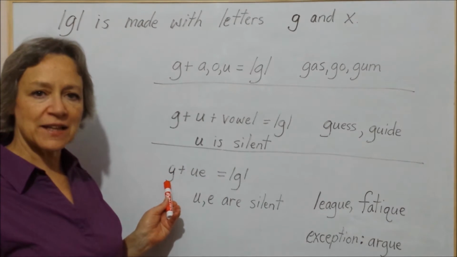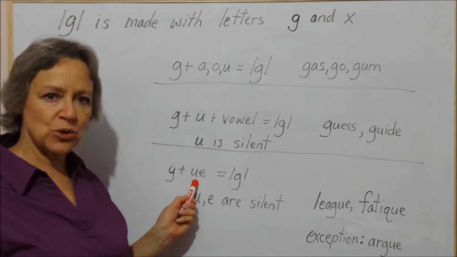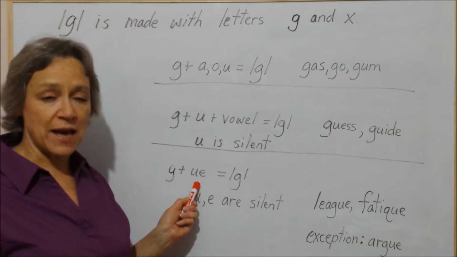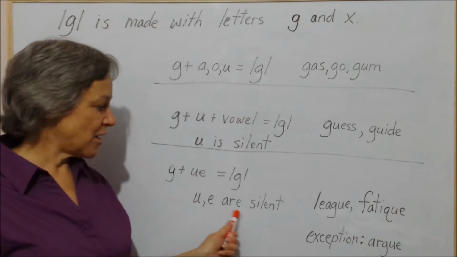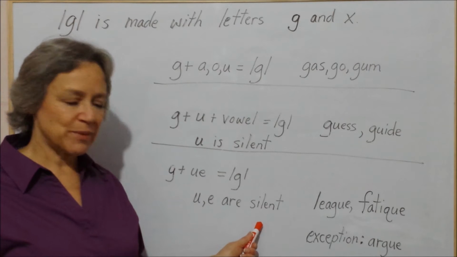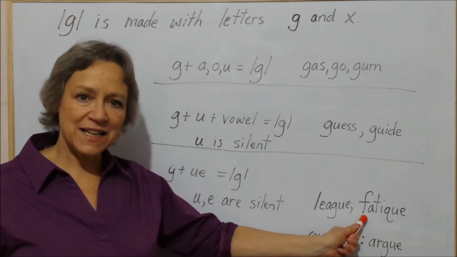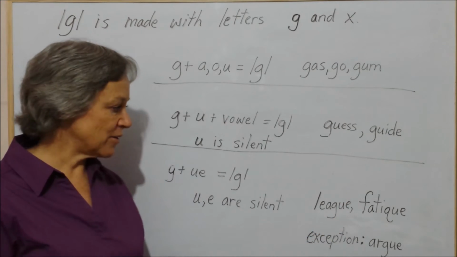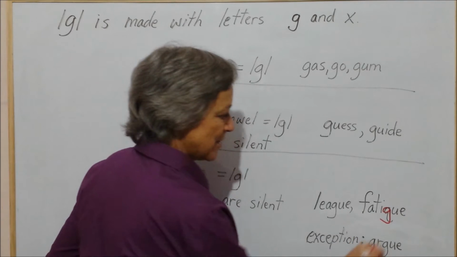When we have the letter G plus both the letters U and E, usually at the end of a word, then both U and E are silent. Here are some examples. League, fatigue. So here we do, I spelled fatigue wrong. Sorry.